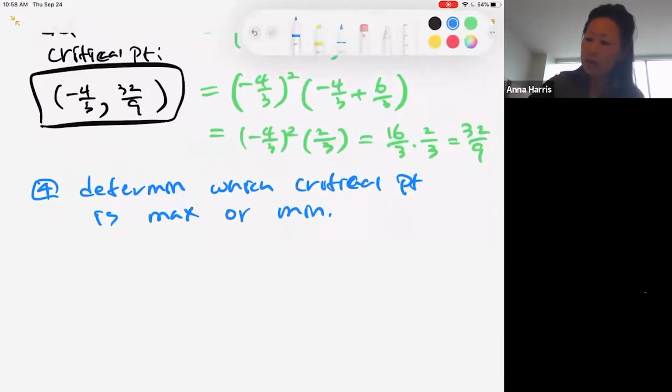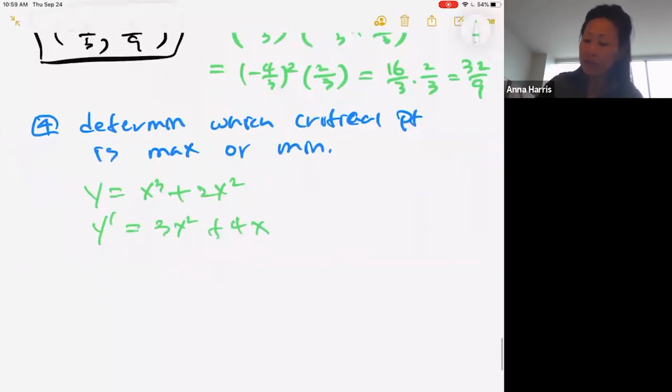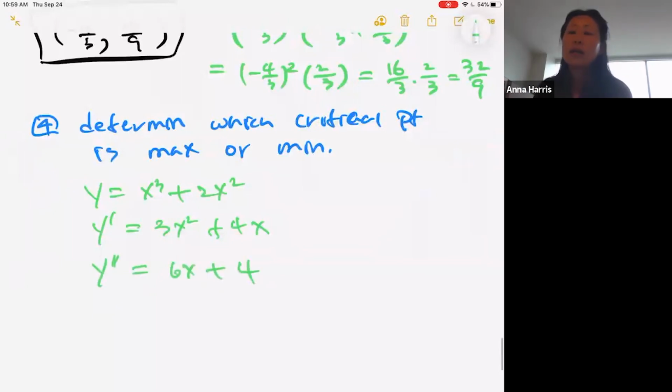So remember, your y was equal to x cubed plus 2x squared, and your y prime, you figured out, is 3x squared plus 4x. Now take the second derivative. The second derivative gives me 6x plus 4.